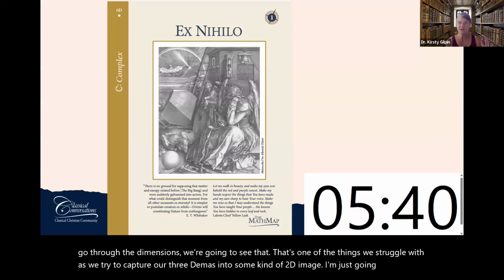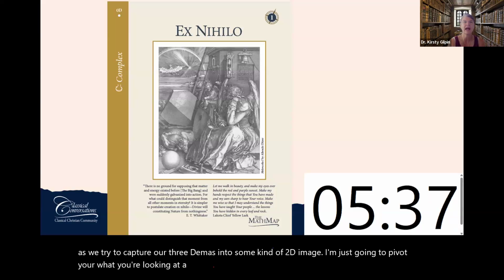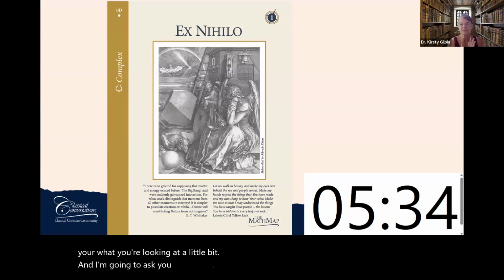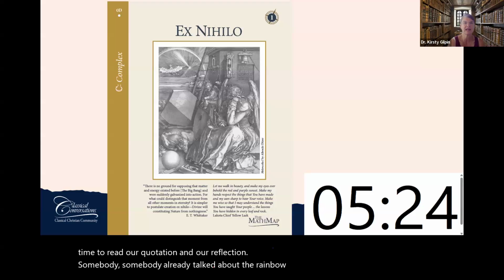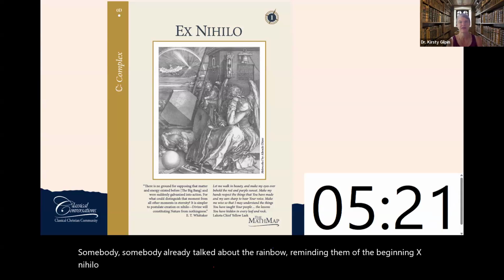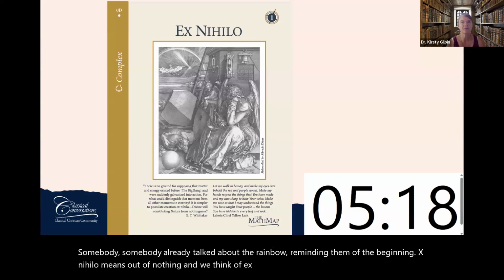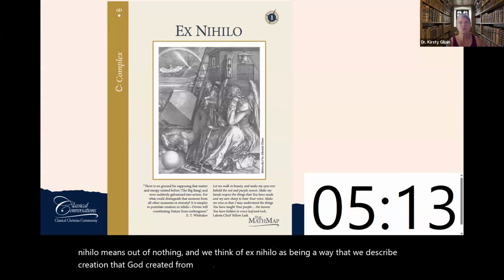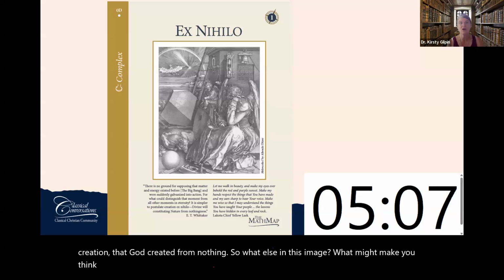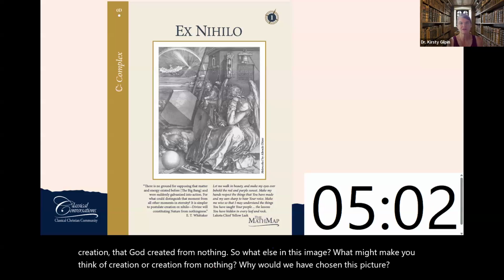I'm just going to pivot what you're looking at a little bit, and I'm going to ask you now, just for the next minute and a half, so that we have a little bit of time to read our quotation and our reflection. Somebody already talked about the rainbow reminding them of the beginning. Ex nihilo means out of nothing, and we think of ex nihilo as being a way that we describe creation, that God created from nothing. So what else in this image might make you think of creation or creation from nothing? Why would we have chosen this picture to match this lesson?